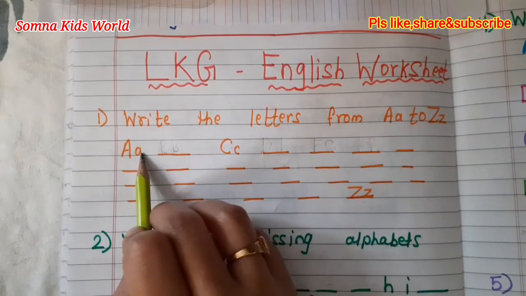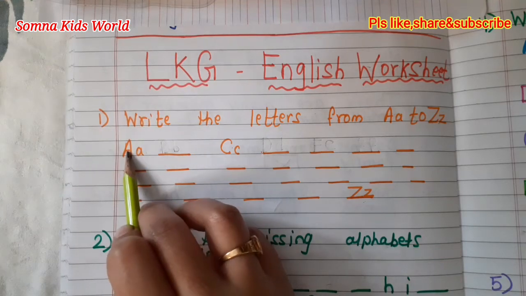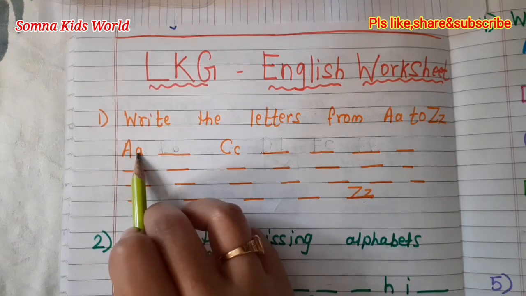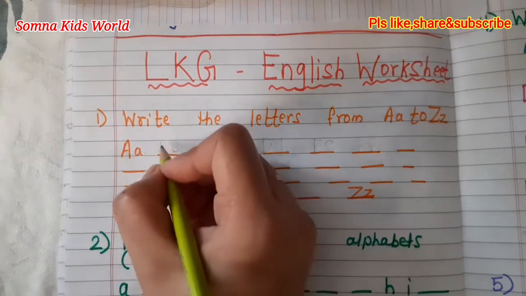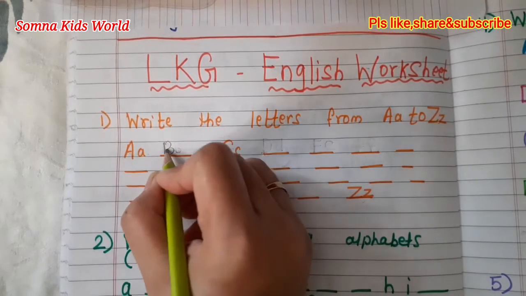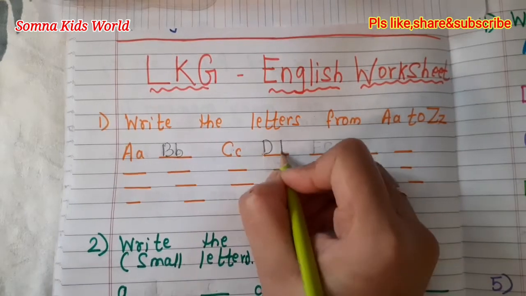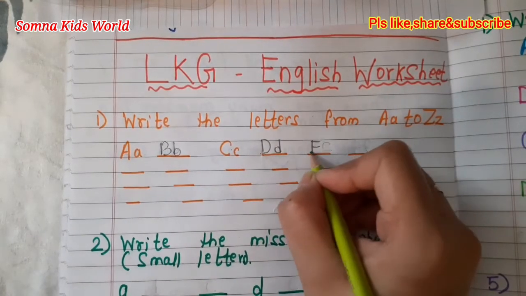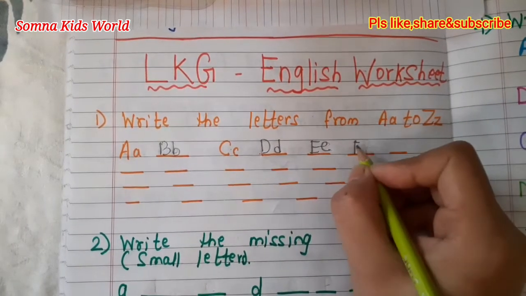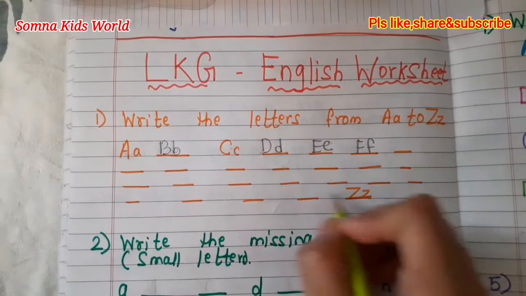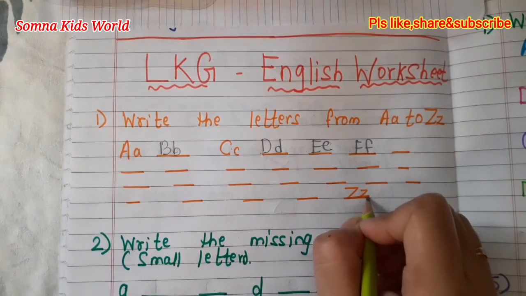A. Here I have given both the letters, capital A and small a. So the kid needs to write both capital and small. A, B, capital B, small b. C, D, E, F. Like this they need to write till Z.